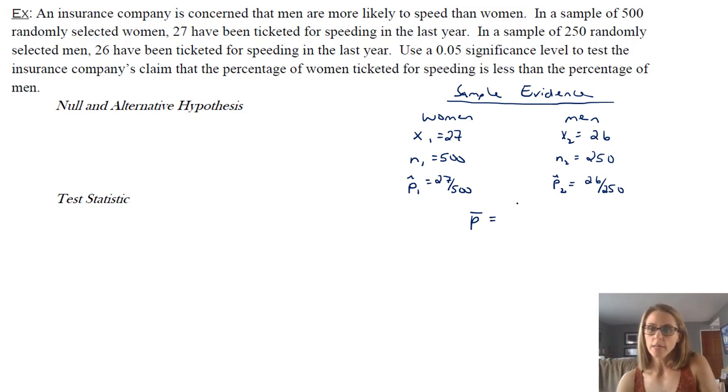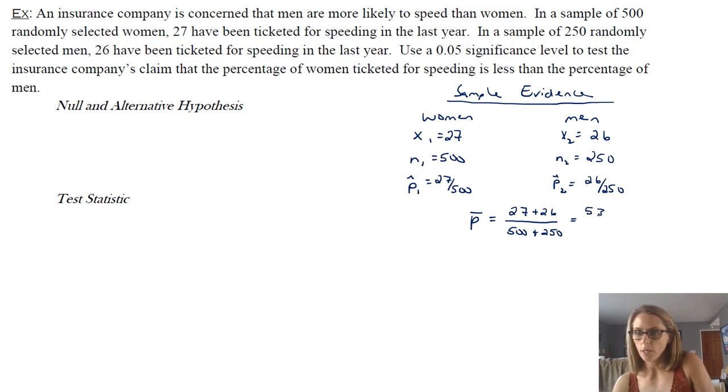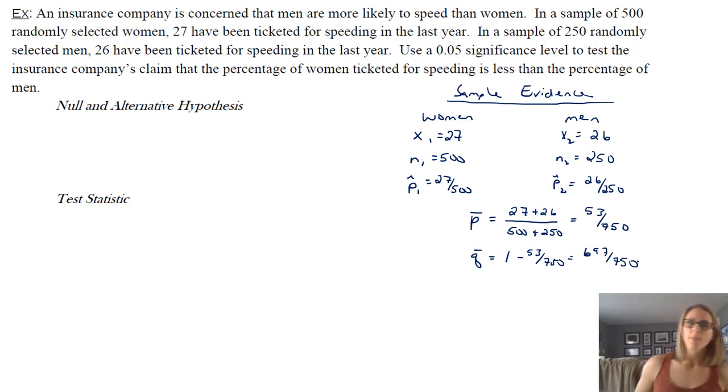We'll also need for the test statistic p-bar. And p-bar is simply the idea of pooled data. So I'm going to take my numerators, add them together, and divide them by my denominators added together. Now that's going to give me 53 over 750. And then of course our q-bar is just 1 minus 53 over 750, which is 697 over 750. It is likely that I will let you use your calculator on the test statistic when we talk about that stuff, but we will do a first example just to show you.